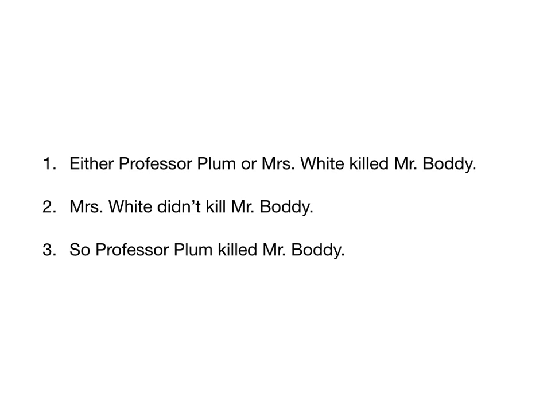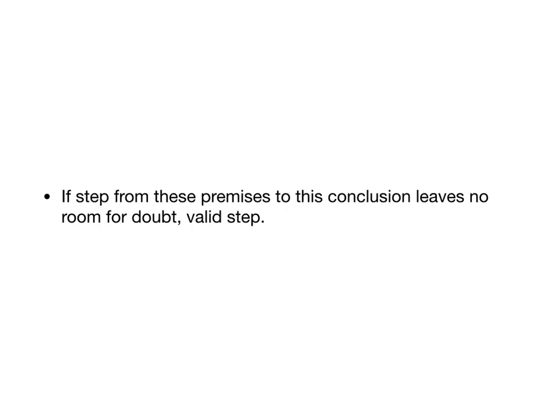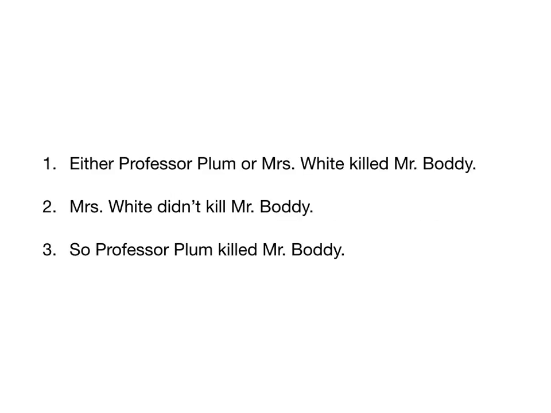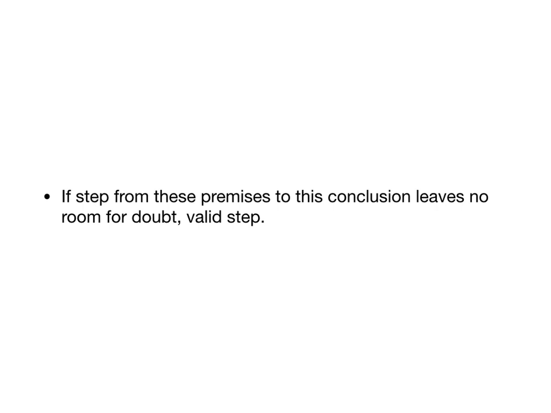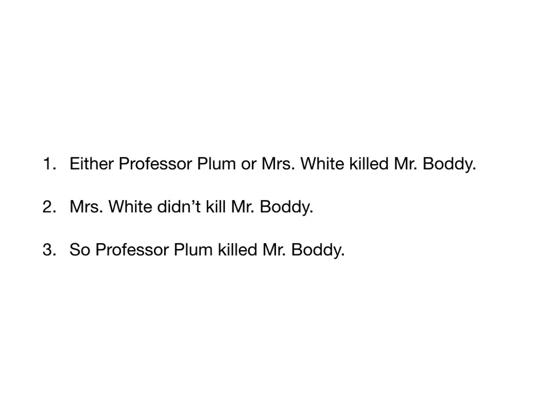We're looking at arguments that only have like two premises and a conclusion so far. Some will have a lot more premises and a lot more steps in them, but each step needs to be valid. If each step in the argument is valid, the argument itself is valid. A valid step from premises to this conclusion is one that leaves no room for doubt. If either Professor Plum or Mrs. White did it, and Mrs. White didn't do it, then Professor Plum did, right?